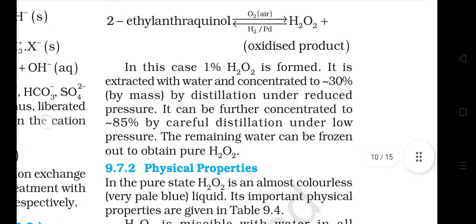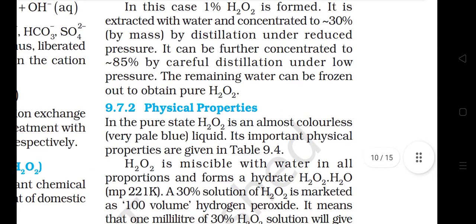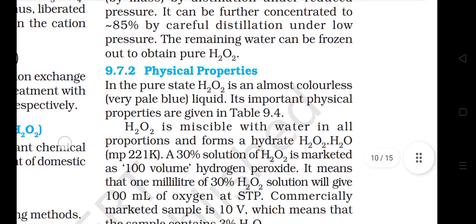In this case, 1% H2O2 is formed. It is extracted with water and concentrated to 30% by distillation under reduced pressure. It can be further concentrated to 85% by careful distillation under low pressure. The remaining water can be frozen out to obtain pure H2O2.